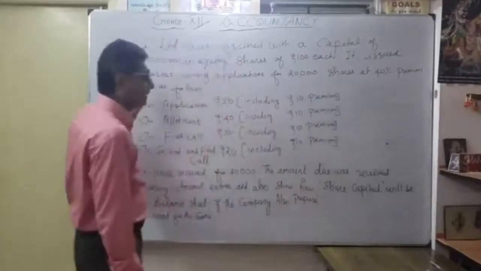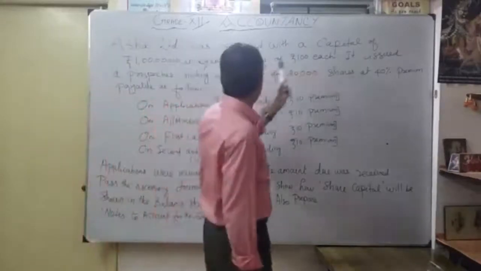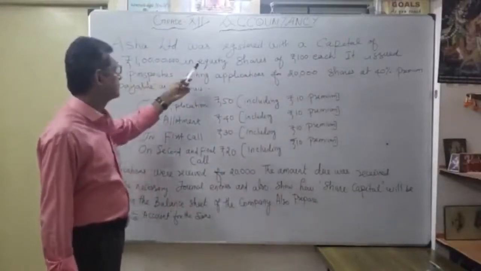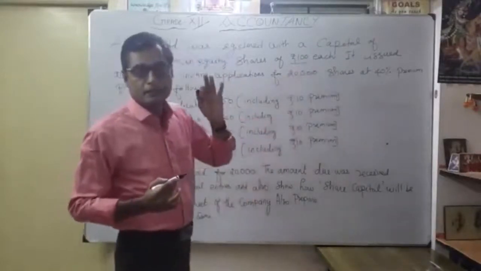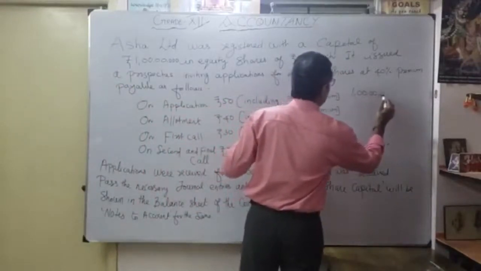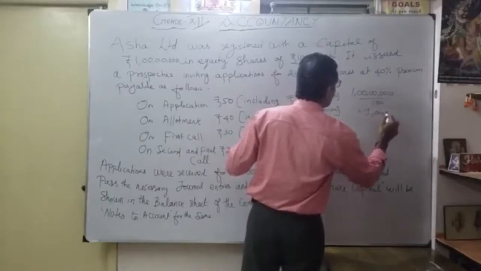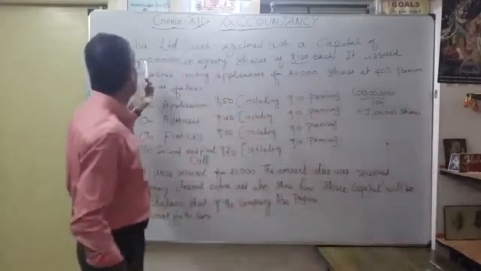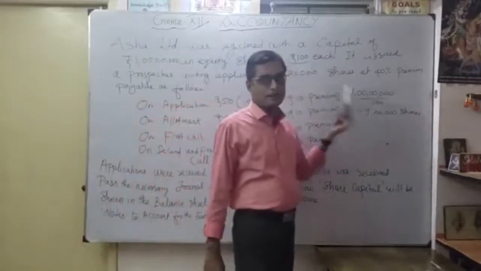Let me read the question. Asha Limited was registered with a capital of 1 crore in equity shares of 100 each. So naturally, how many shares? 1 crore divided by 100 gives 1 lakh shares. Here they have given the value: 1 crore, each share is 100 rupees, so we get 1 lakh shares.